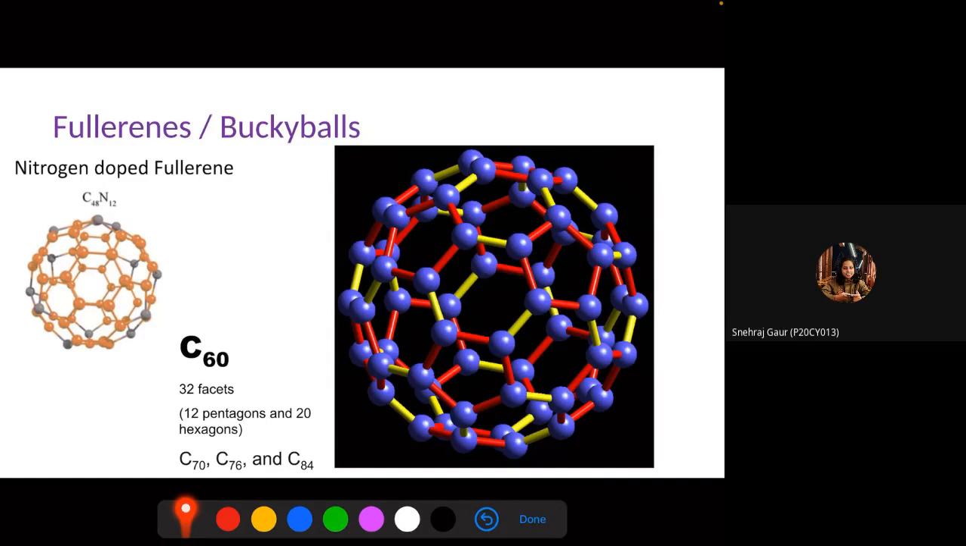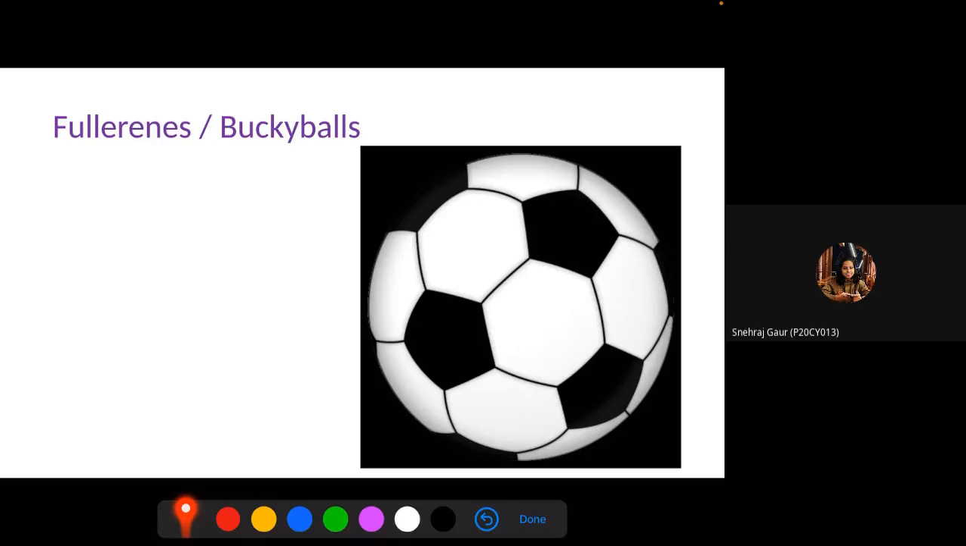And the structure, when you look at it, you have 32 facets. So when we talk about this C60 fullerene, you have 32 facets, where you have 12 pentagons and 20 hexagons, and it almost looks like a football or a hockey ball. That is why it is known as a hockey ball, and it looks really like a football in terms of its shape.